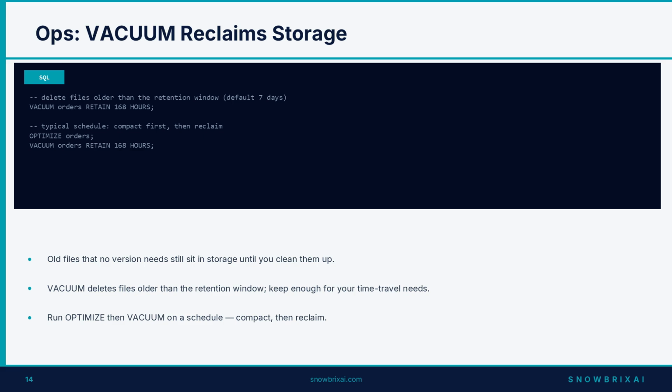When you are ready, you run VACUUM orders RETAIN 168 HOURS. That deletes files older than your retention window, which is 7 days here. The rule of thumb: run optimize, then vacuum on a schedule. Compact first, then reclaim the space. That order matters, so keep it in your head.